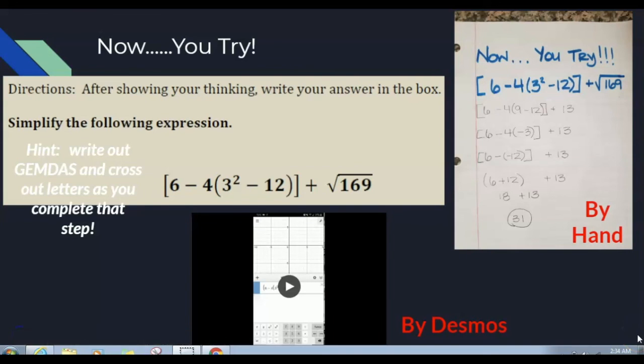Remember that you will always have access to the Desmos calculator, so feel free to use it as often as you like.